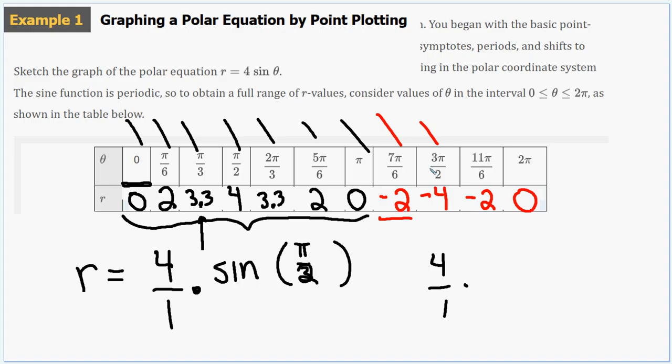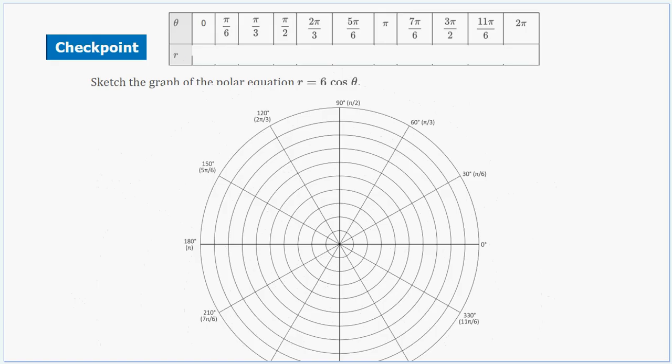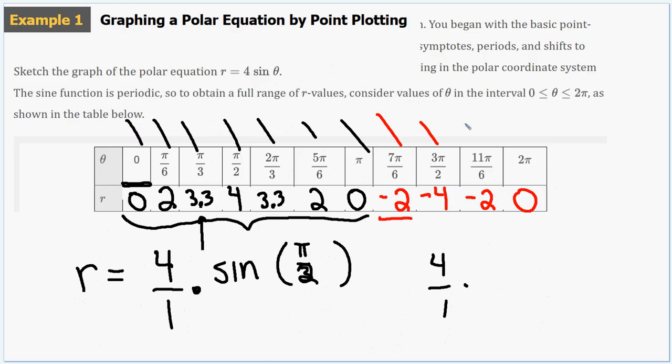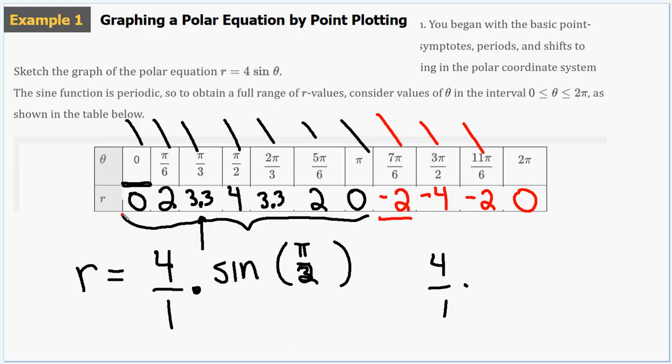At 3 halves pi, we would have negative 4. 3 halves pi is straight down, so the negative would shoot us across, and we wind up here. Yeah, so it looks like we have overlap. 11 pi over 6 is negative 2. 11 pi over 6 would be down here, and if we go negative 2, 1, 2. So yes, we did find one full cycle here. We went from 0, got to our max value, and then back to 0.